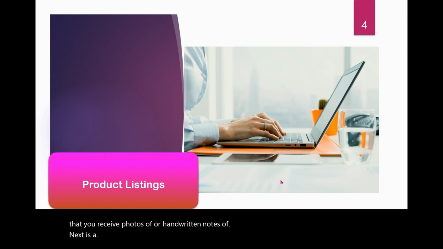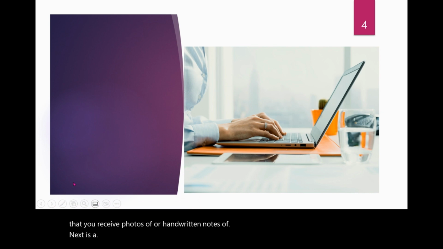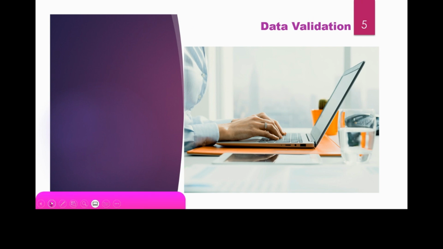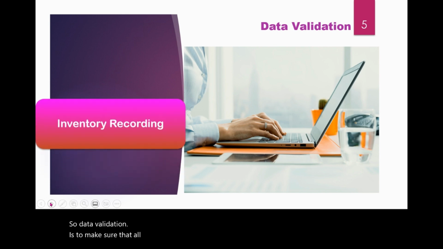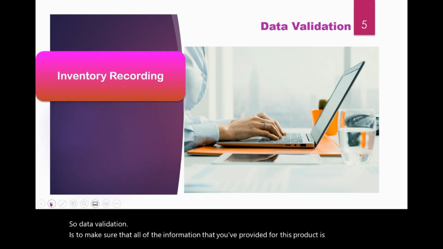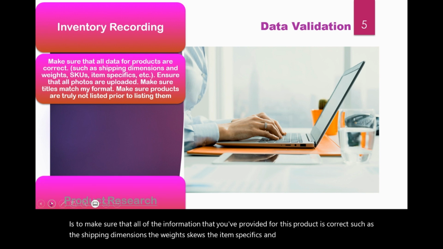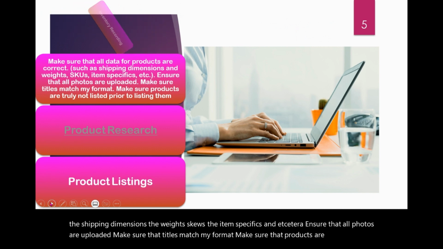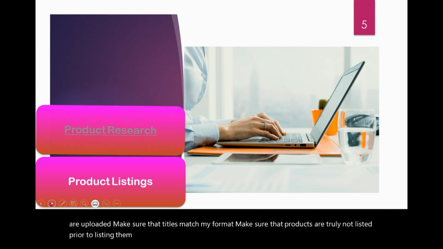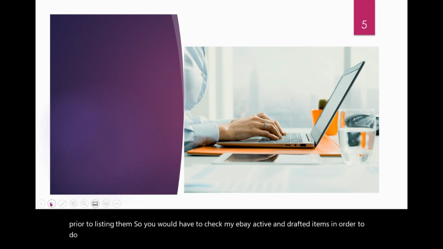Next is data validation. This is to make sure that all of the information you've provided for this product is correct, such as the shipping dimensions, the weights, the SKUs, the item specifics, and so on. Ensure that all photos are uploaded, make sure that titles match my format, and make sure that products are truly not listed prior to listing them. So you would have to check my eBay active and drafted items in order to do this successfully.